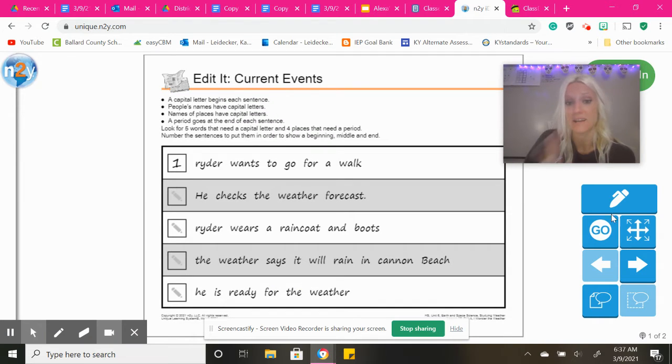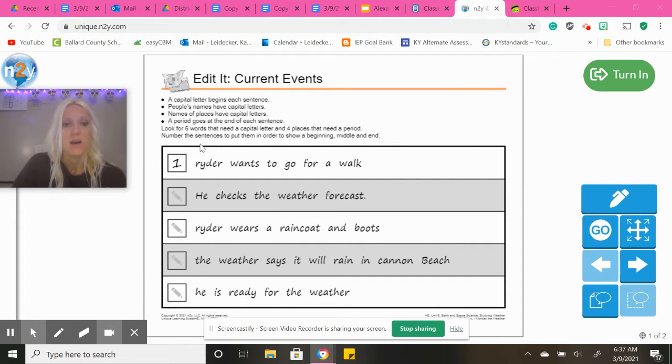There are 2 things today for writing. So we have to have some corrections made to this paragraph here, and then we're going to put it in order, okay? So we will need a capital letter to begin each sentence.